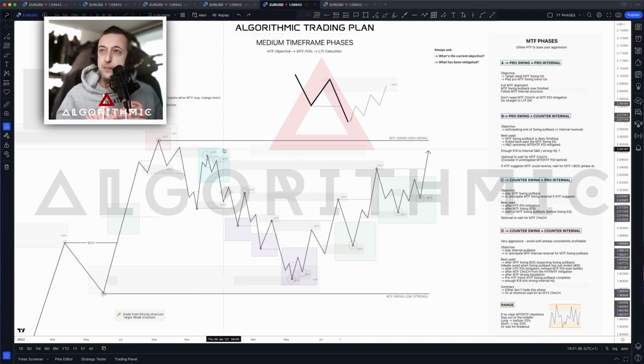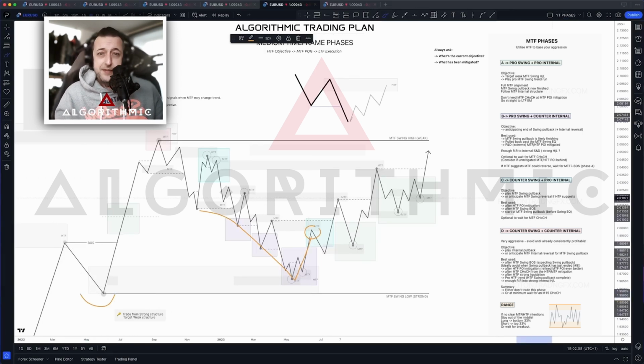Whereas if you're trying to play phase C, let's say all the way down here, you're shorting pro internal, but you're counter swing. But where are you doing it from? You're doing it after the swing pullback is most likely finished. So you're trying to short here against the extreme demand being mitigated at the low. Is that a high probability area to do what? To play the swing pullback? No, don't do that. That's dumb. So this is why phase C is very different.